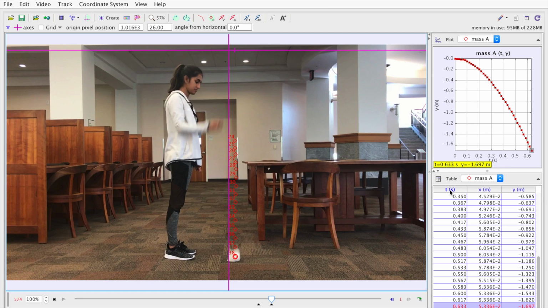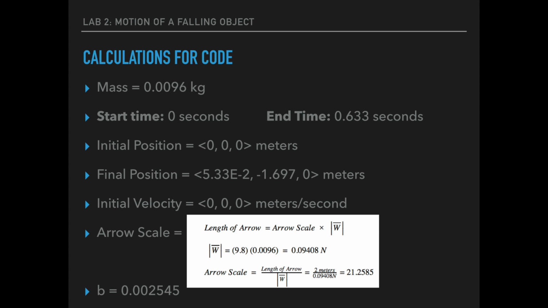Below the graph is a table of position and time points, which are the points I used to plot the experimental data. Using the data that I obtained from the video analysis and Tracker, I completed simple calculations that will be used in our code when creating a computational model. The mass is equal to 0.0096 kilograms, which I found by using a scale. The start time is 0 seconds, the final time is 0.633 seconds. The initial position is 0 meters in the x, y, and z direction, as the origin was set to where the ball was dropped from.